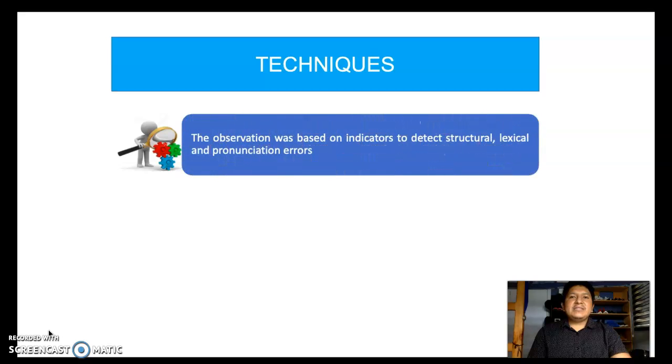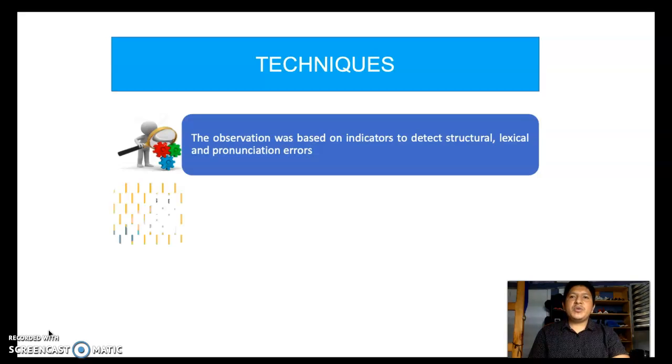Three different techniques were used to obtain the necessary information. A guide of observation was used for the observation technique. It was formed by indicators to detect structural, lexical, and pronunciation errors. A list of errors was provided to identify the most common errors students make in English language learning.